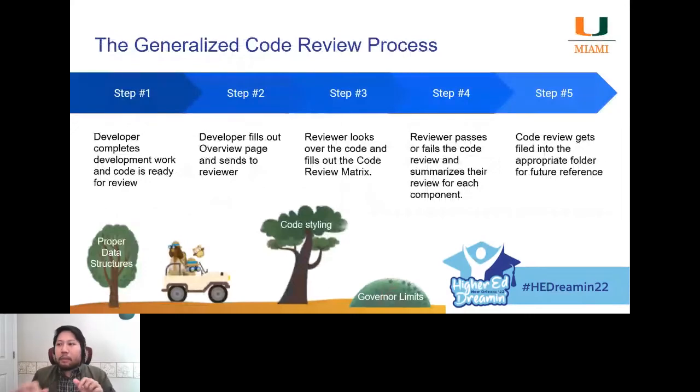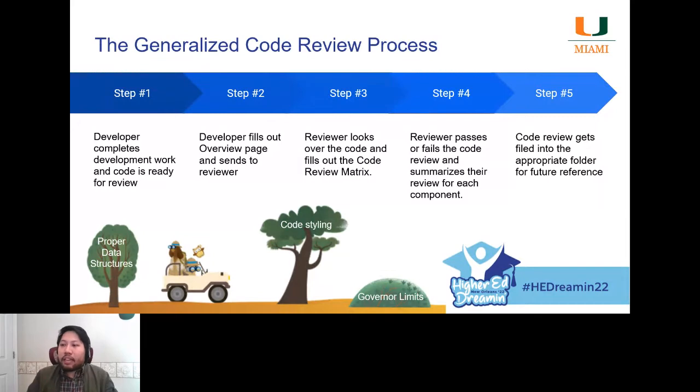So I'm going to cover what a generalized code review process could look like, adapted essentially from ours. The first step for the review process is that the developer has to complete their development work and their code, their solution is ready for review. The second step is that the developer fills out the overview page and sends that to the reviewer. In a second, I'll show you what the overview page and the code review matrix page look like. So just hang on to your seats.